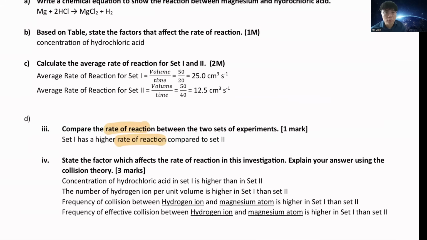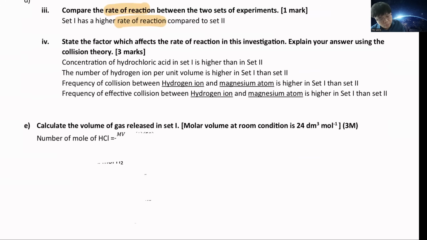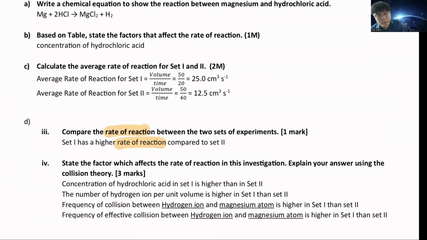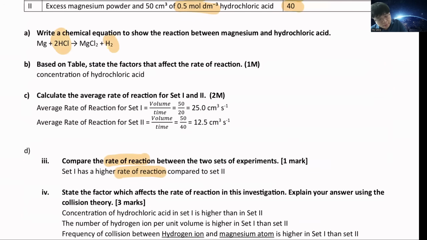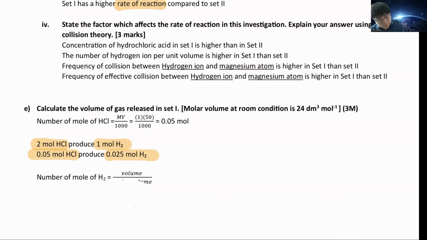Then they might ask you to calculate the volume. So you check here, this is my M, this is my V. So molarity and volume, you can use MV over 1000 to find number of moles. And after that, they ask the volume of gas released. You look at the equation. HCl and H2, the ratio is 2 HCl produce 1 H2. Now my HCl, I have 0.05. So 0.05 divided by 2, I get 0.025. Once you have 0.025 of H2, you times the molar volume, you'll get 0.6 dm³.